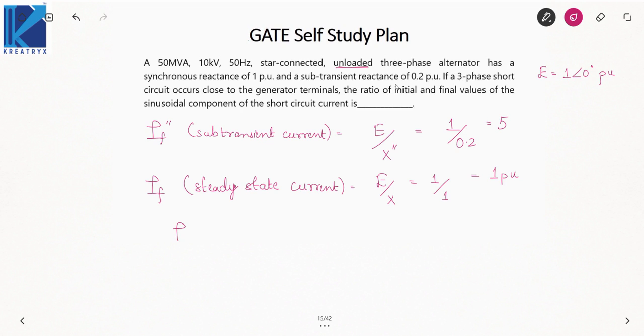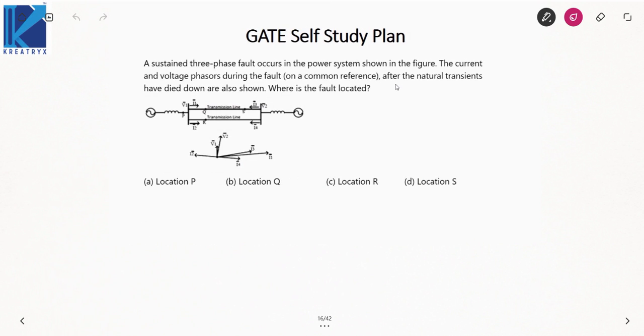So what is the ratio of initial and final current? 5 by 1, that is, the ratio is 5. Is it okay? So that is how you deal with the initial and final current. Remember, initial is always sub-transient and final is always steady state. Moving on to the next problem.